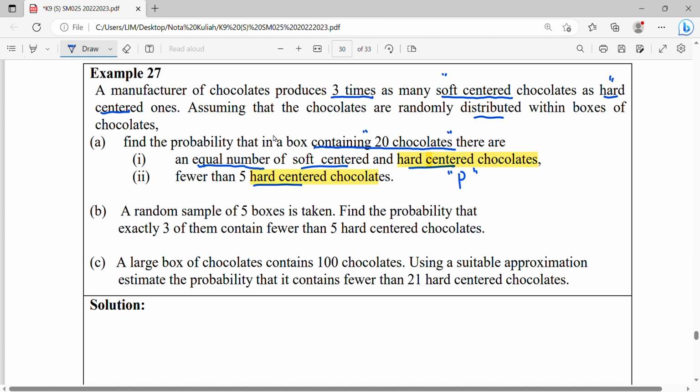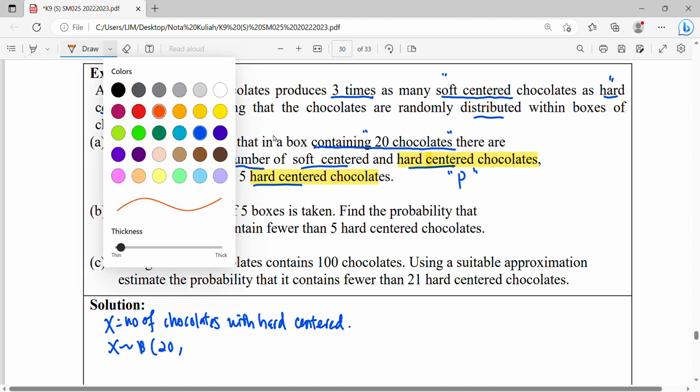So what's your X here? X is the number of chocolates with hard-scented. Distributed binomial, sample 20. So what's their probability? What's their 0.25? Why?